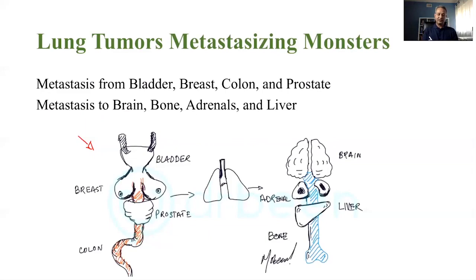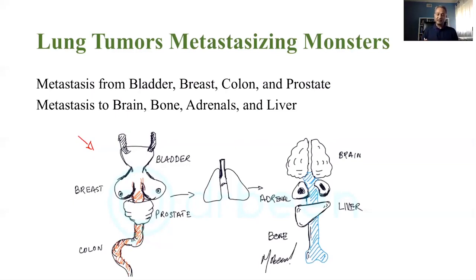So the breast is a very common site from where metastasis occurs. Below that, the leg is made up of colon, and then the colon has a prostate wrapped around it. So that is weird. Ideally, it should be urethra attached to the bladder, but there is colon here. So these are the tissues from where metastasis can occur to the lungs.